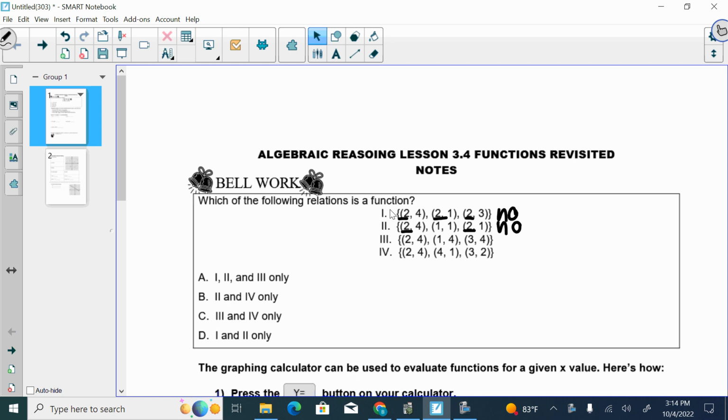What about 3? Is that one a function? Yes, it is. What about 4? Okay, so they asked us to pick which ones are functions. So my answer would be, very good.